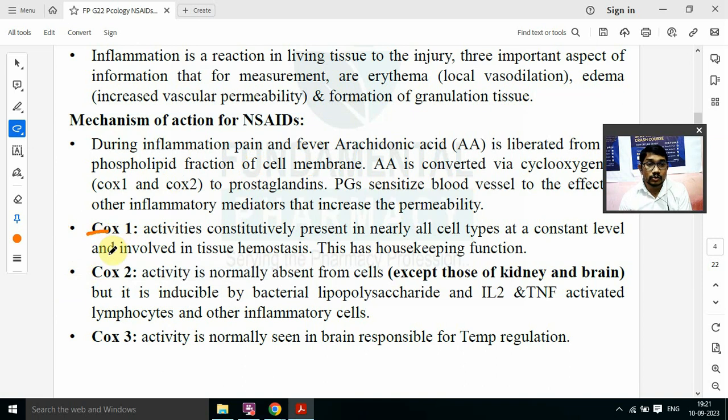COX-1, COX-2 समझ आया? समझ आएगा? आवाज येत आहे का व्यवस्थित?